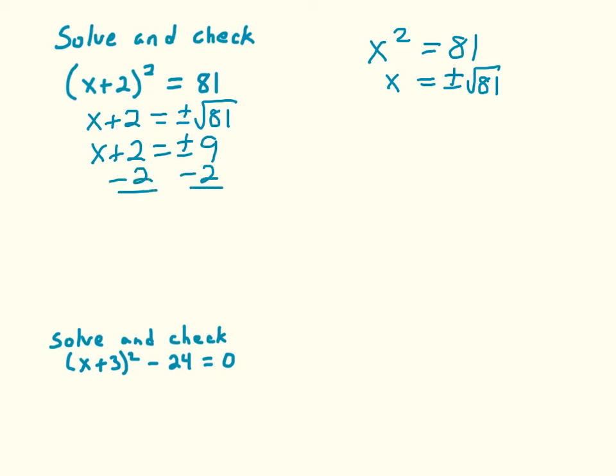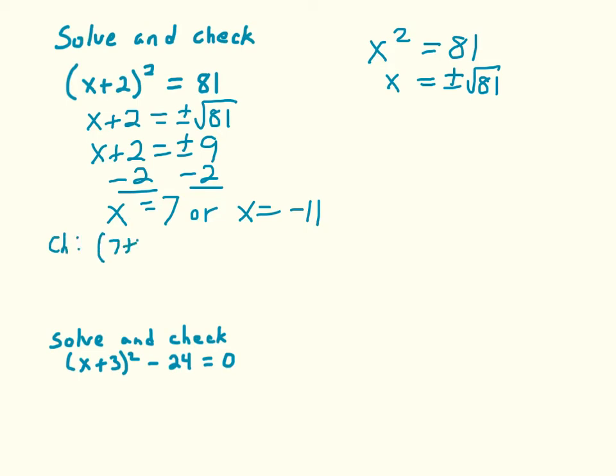Now what this means is that x equals positive 9 minus 2, which is 7, or it means negative 9 minus 2, which equals negative 11. So I can check both of those.